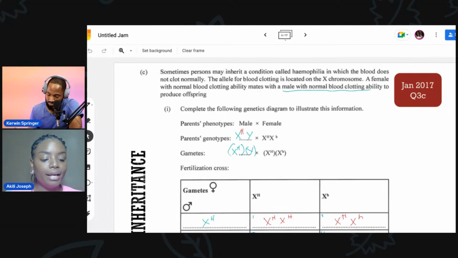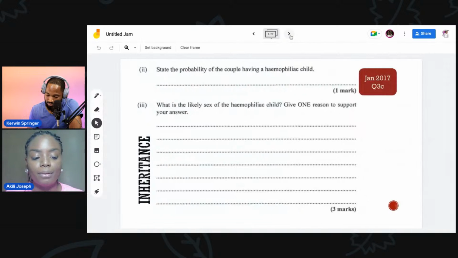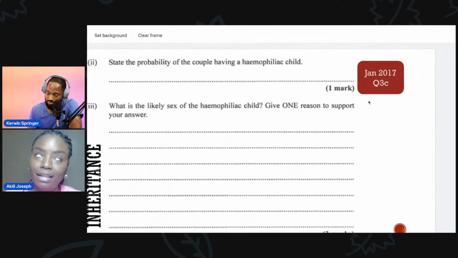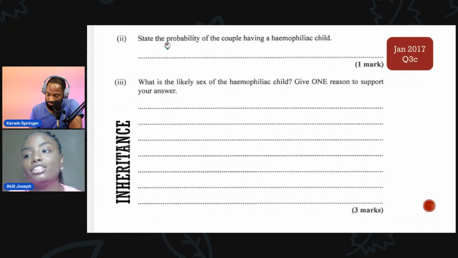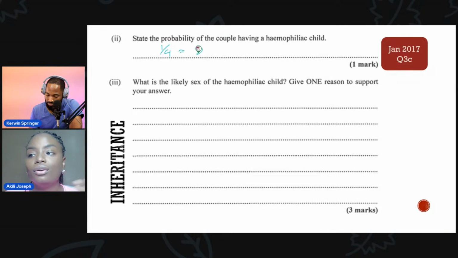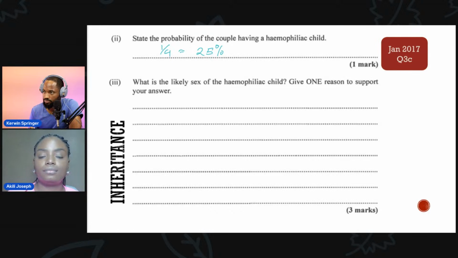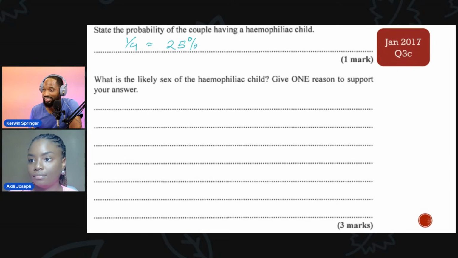So part 2 here is to state the probability of the couple having a hemophiliac child. That probability is going to be your 1 in 4, or 25%, right? What is the likely sex of the hemophiliac child? Give one reason to support your answer. I don't know how I could pull 3 marks out of that, because I feel like that's one sentence.